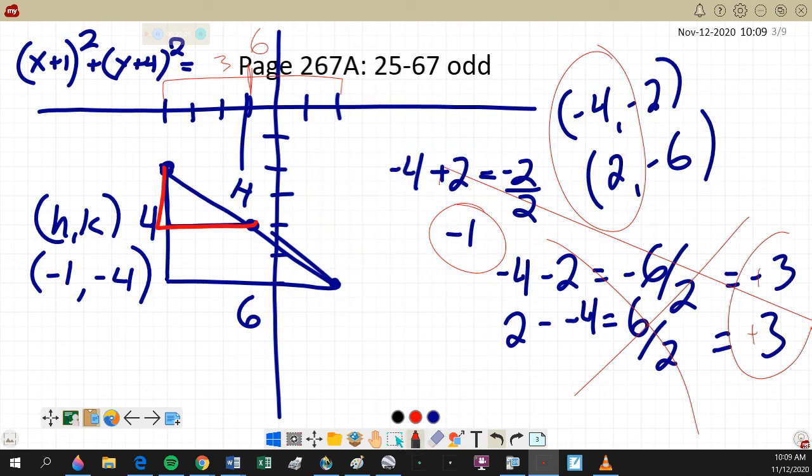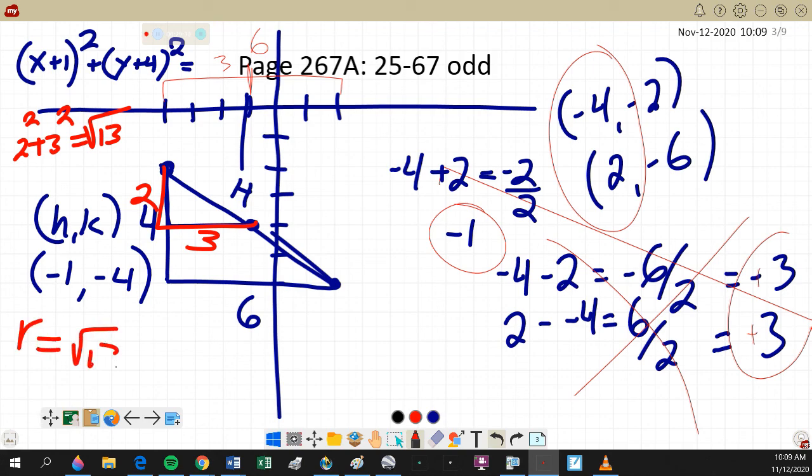The side lengths of that triangle are a 2 and a 3. Do I need to cut that in half? No. So 2 squared plus 3 squared, that's 4 plus 9, which is 13, and I take the square root of that, and it's just the square root of 13. So r is root 13.